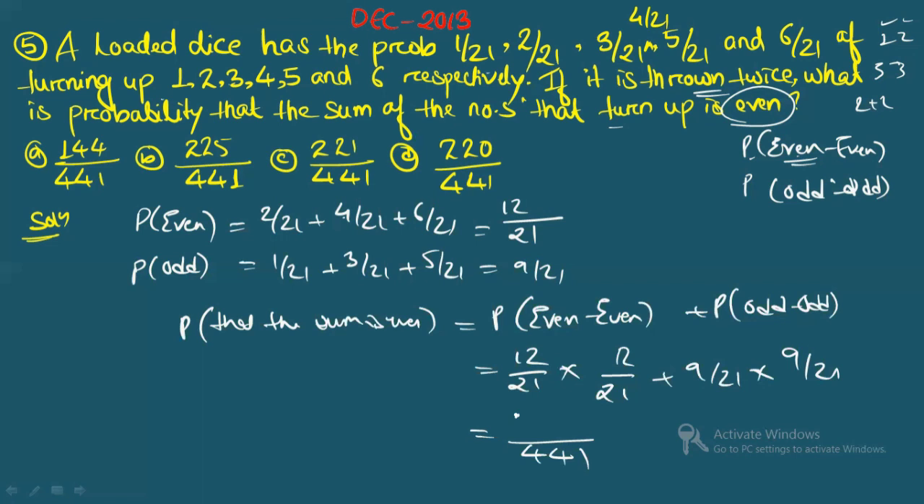This is giving what? 12 12s are 144, right? Plus, and this will give you what? 9 9s are 81. So this will give you 225 divided by 441. Calculation you can do on your own. So the correct option is option C. This we have done in lectures also. You can go and check it out there as well. Now we will see the next question.